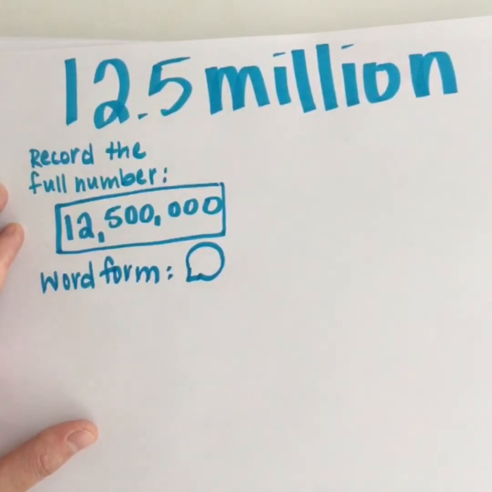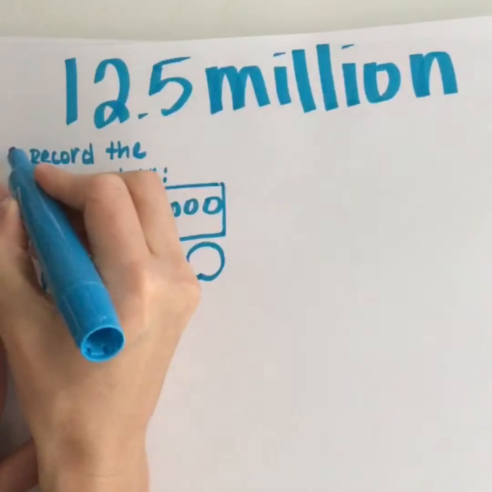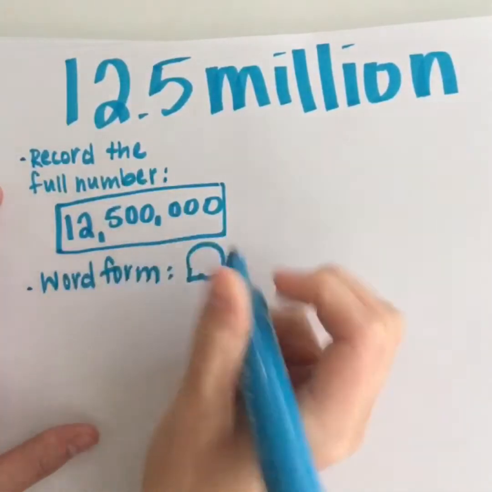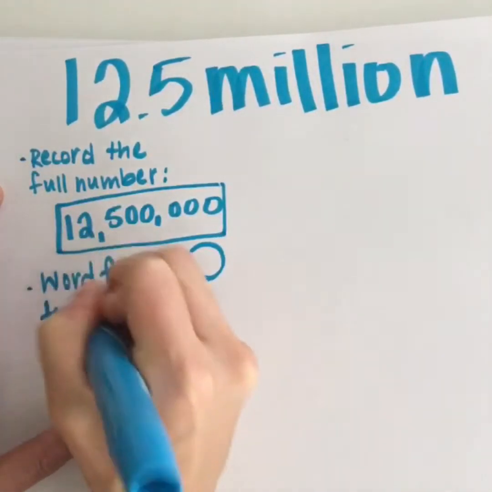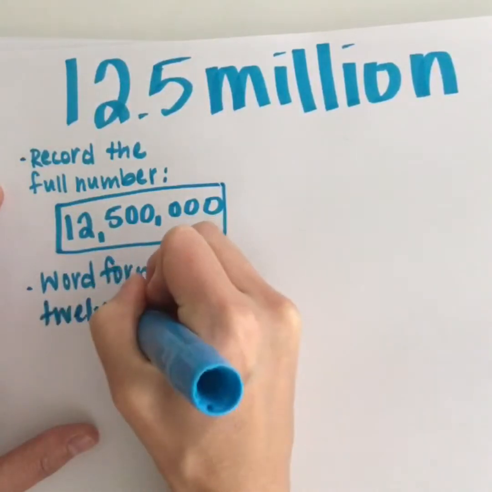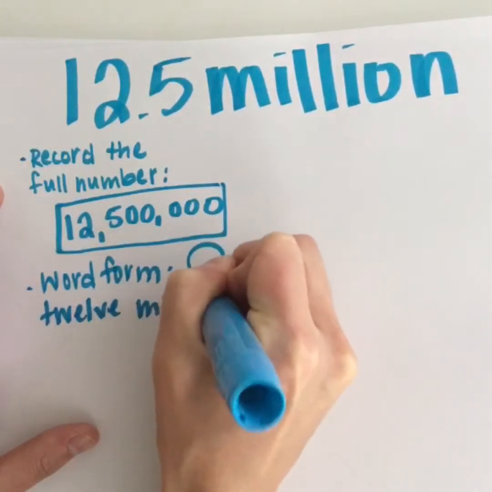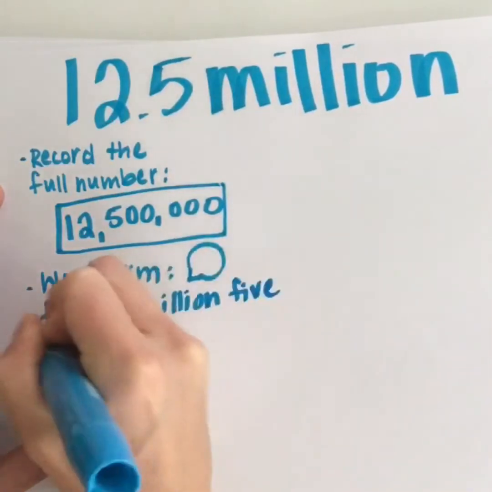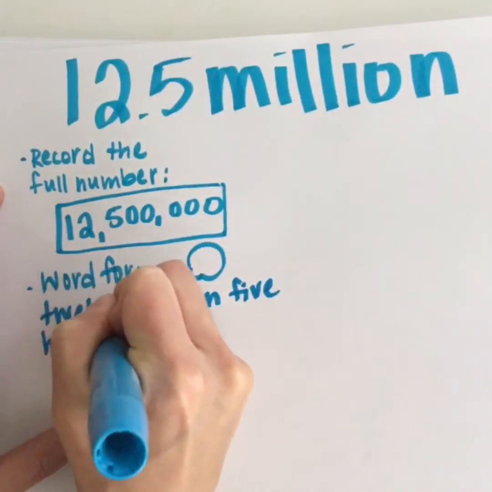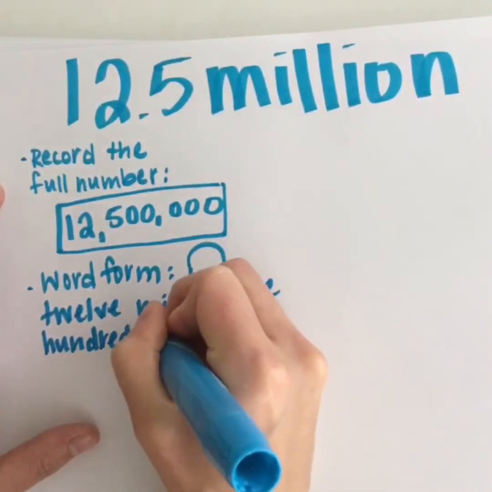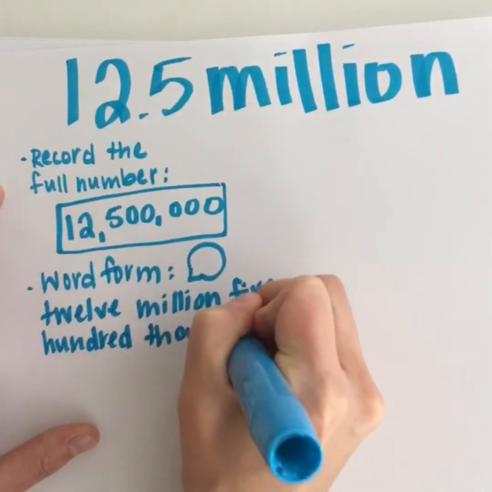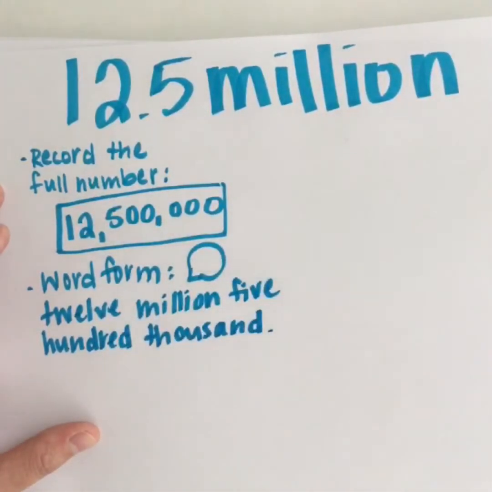As a mathematician, I also want to be able to say the word. So another way I can record this number is in word form. So this is 12,500,000. Okay, so those are just some different forms or ways that we can record numbers.